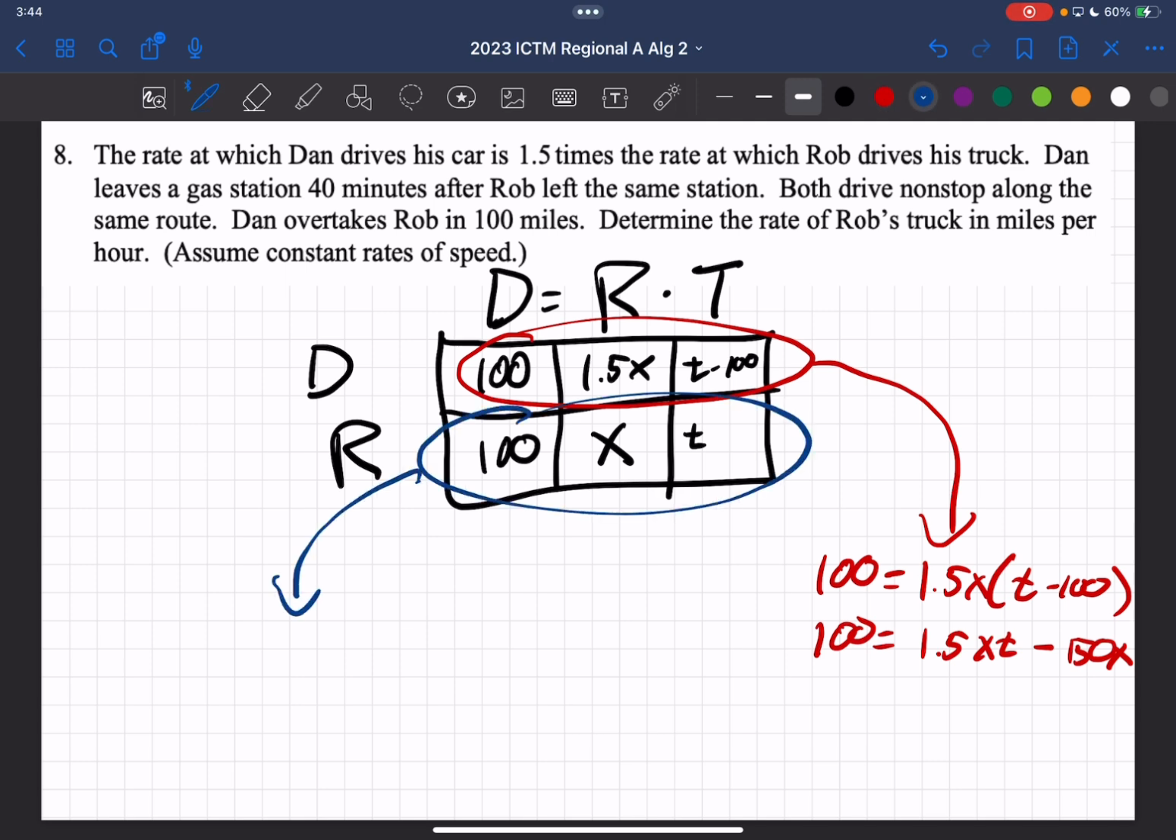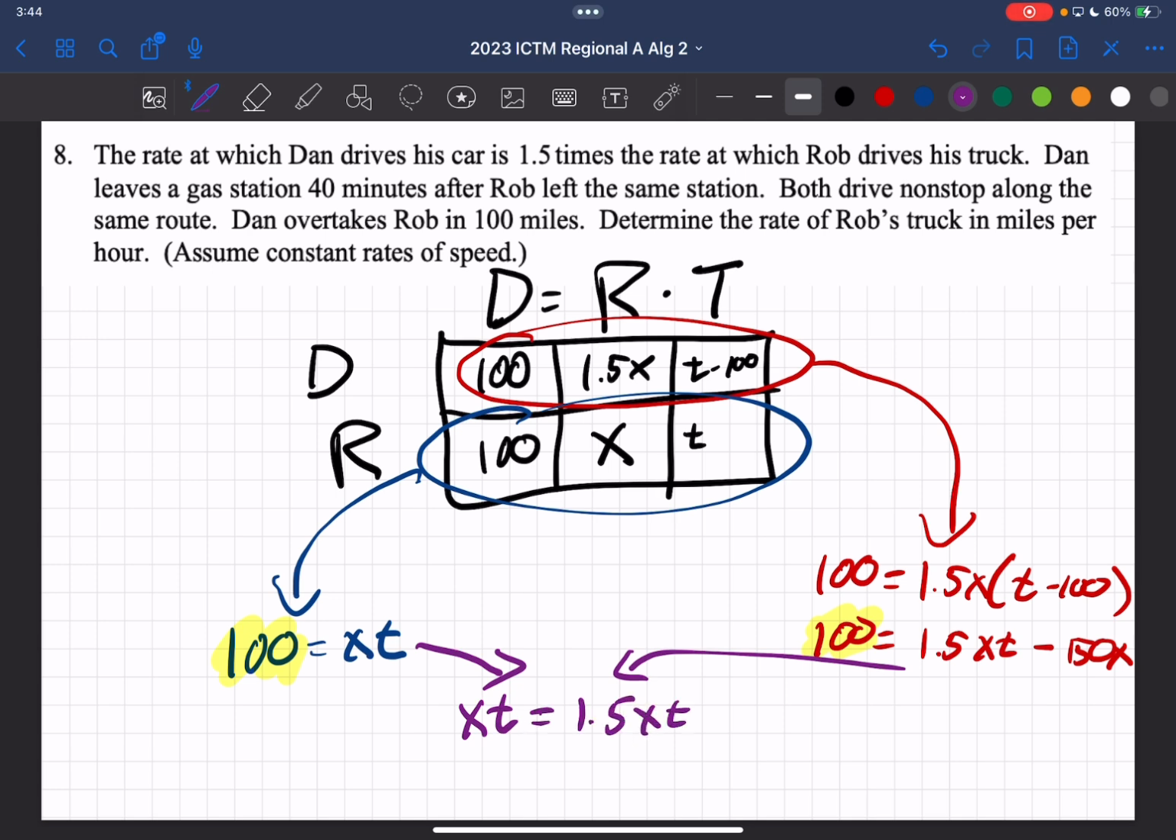If I take this equation, this is a little simpler. 100 equals xt. Important thing is that both of these equations equal 100. So since they both equal 100, they can equal each other. So xt equals 1.5xt minus 150x. So from here, what we can do is divide x out of everything. And what we're left with is t equals 1.5t minus 150.